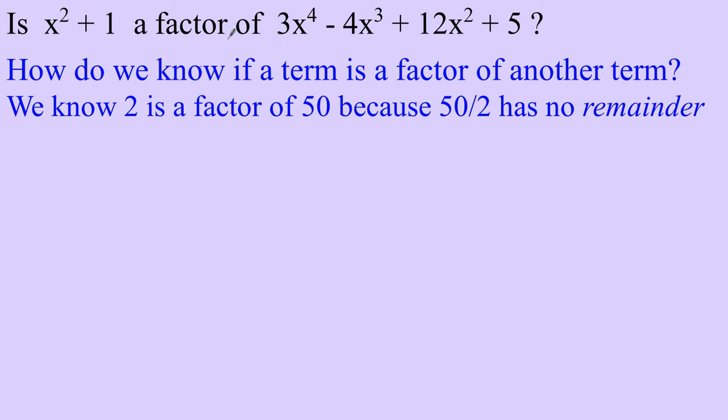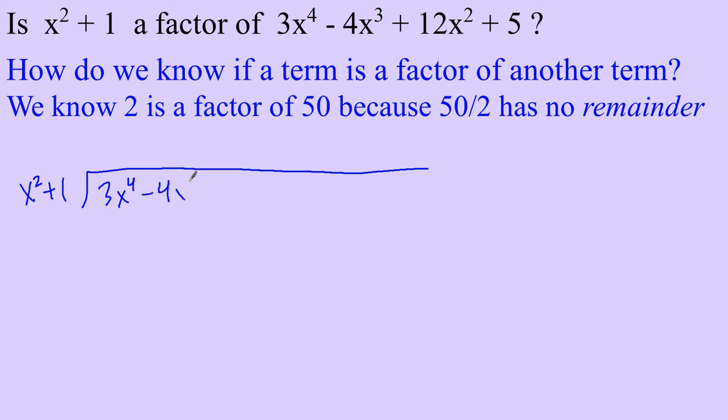All right, so let's do, is x squared plus 1 a factor of this polynomial? So write it out. X squared plus 1, 3x to the 4th minus 4x cubed plus 12x squared plus 0x plus 5. All right, just because I like to do columns. You don't have to. It's just a thing I do.